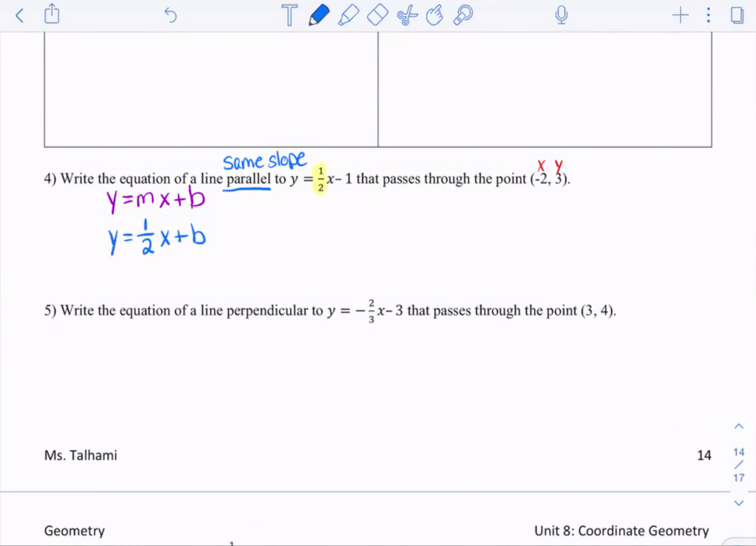Does that negative 1 in that equation matter, Miss Murphy? Are we going to use it? The y-intercept doesn't matter when we're comparing lines. We're only looking at the slope. So no, it does not matter.